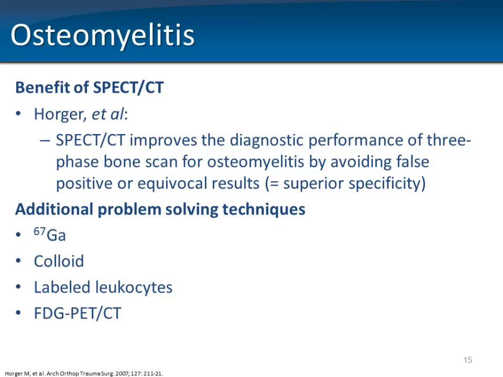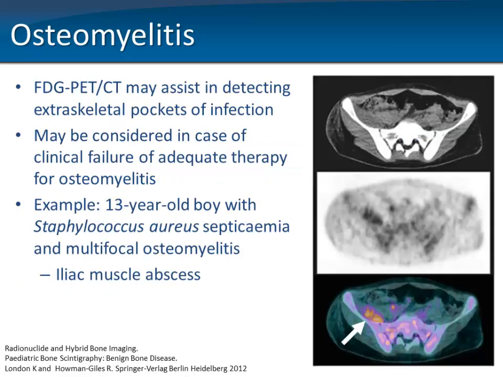Nuclear medicine is more than bone scan alone. Additional problem-solving techniques include the gallium scan, colloid, leukocyte imaging, and FDG PET-CT. And I must admit that FDG PET-CT is a very powerful problem-solving tool in the case of infection in general, and osteomyelitis is no exception. Again, the case I took from the literature illustrates that it can assist you in detecting extraskeletal pockets of infection. So you should consider this in case of clinical failure once an adequate therapy has been tried.